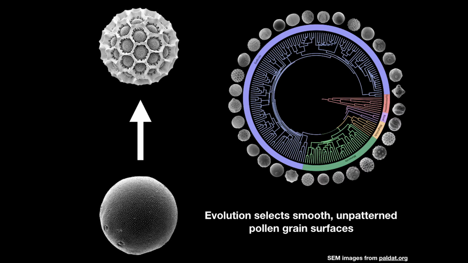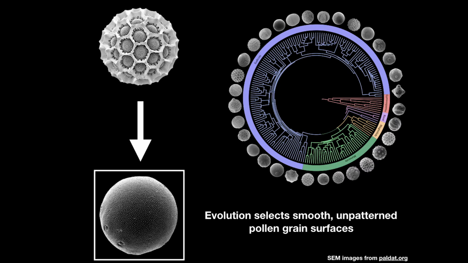We were really surprised to find the complete opposite. Actually, they evolved from patterned states to smooth states. So evolution was actually selecting for these smooth, unpatterned pollen grains. So our conclusion to this was, actually, maybe these patterns don't have a function, and maybe they're just a natural consequence of the phase separation process.